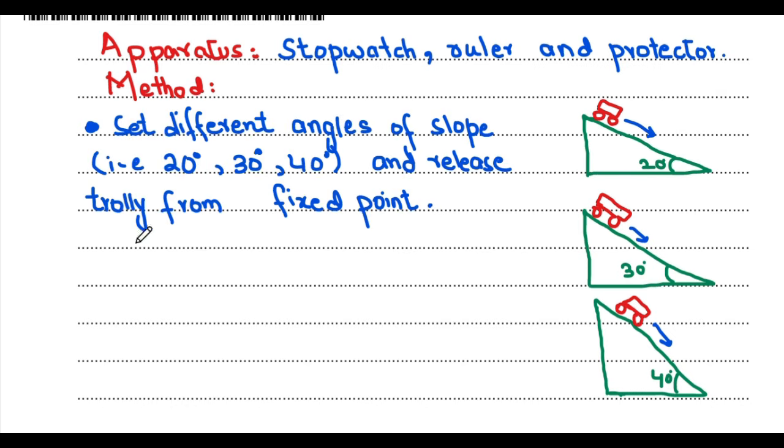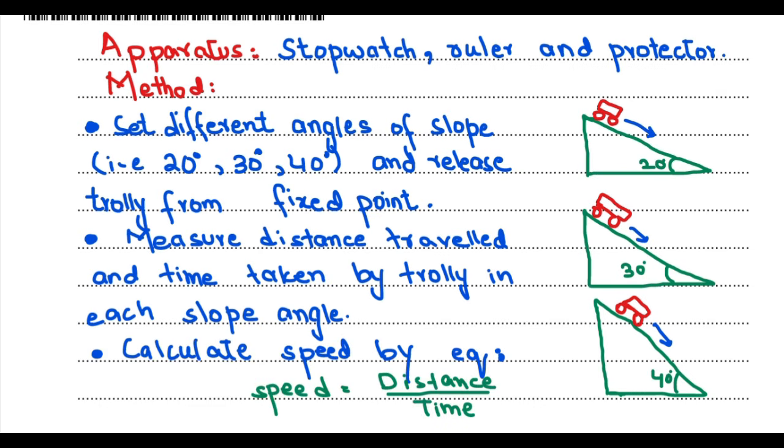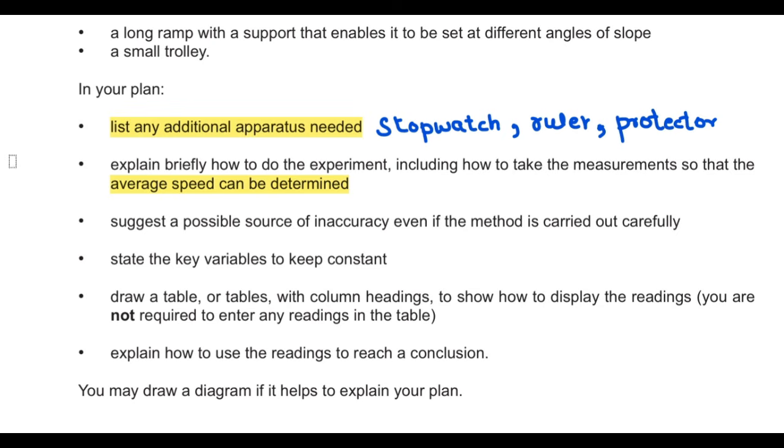So firstly, we will set different angles of slope 20, 30, 40 and release the trolley from the fixed point. Then we will measure the distance traveled by the trolley and time taken by the trolley in each slope angle. And we will calculate the speed by the equation speed is equal to distance divided by time. After it, we will compare the slope angle and the speed of the trolley.